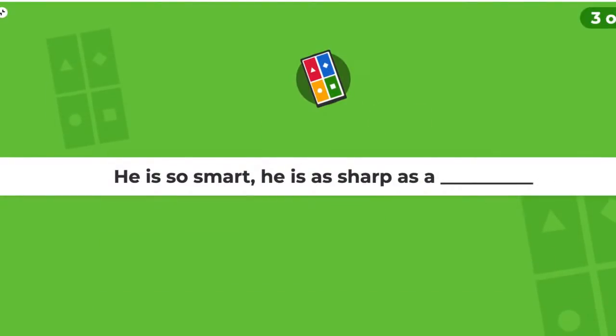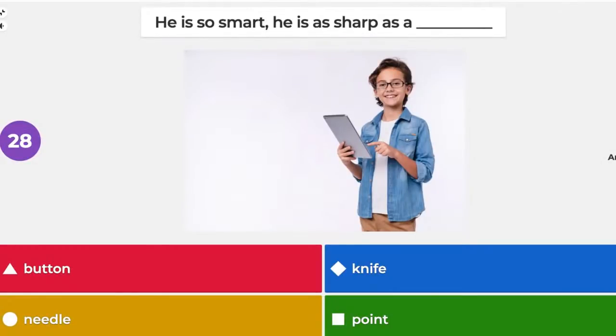He is so smart, he's as sharp as a button, knife, needle, point. He is so smart, he's as sharp as a button, knife, needle, point. Well done, Darshan. Vladimir, well done. Just watch your spelling. Kiran, be careful.